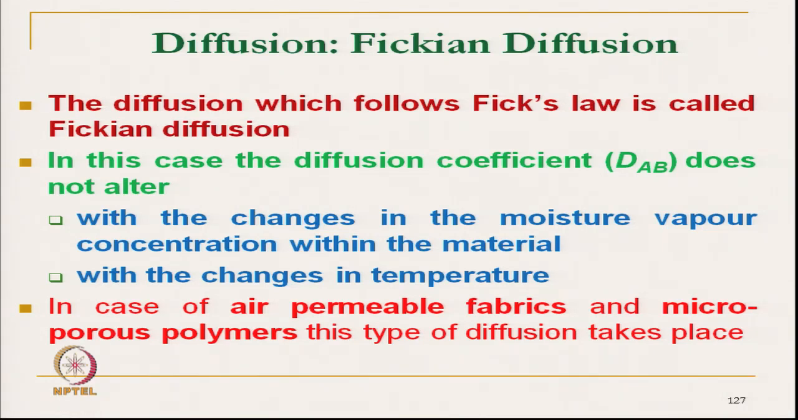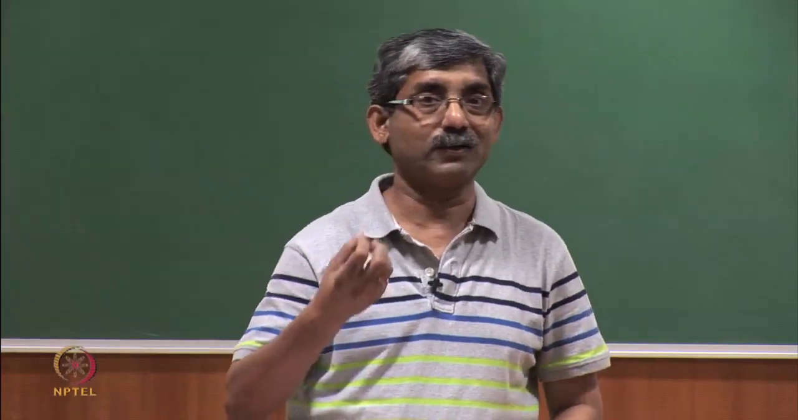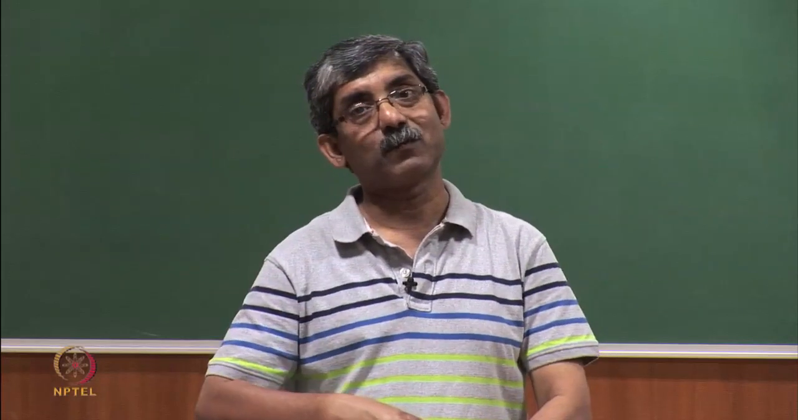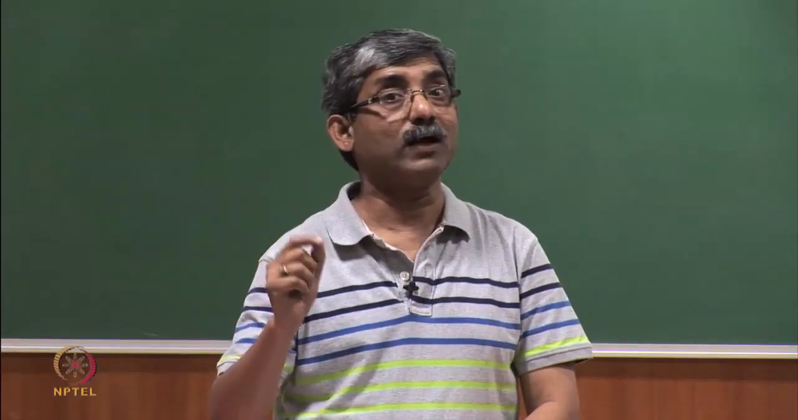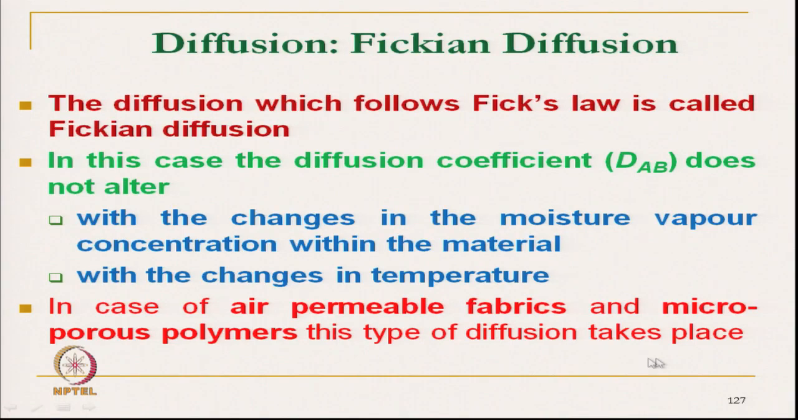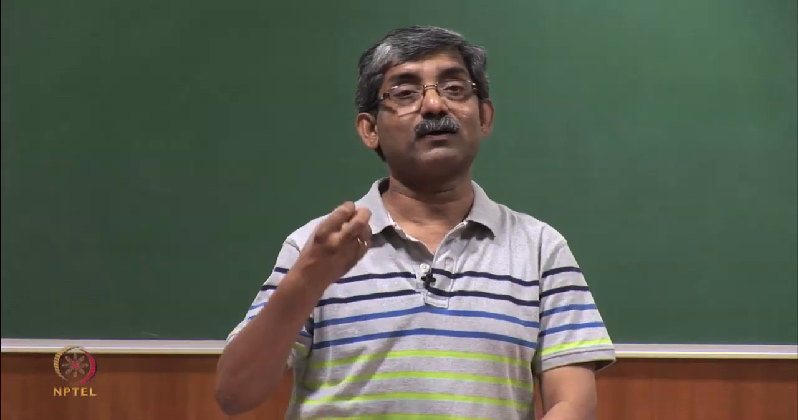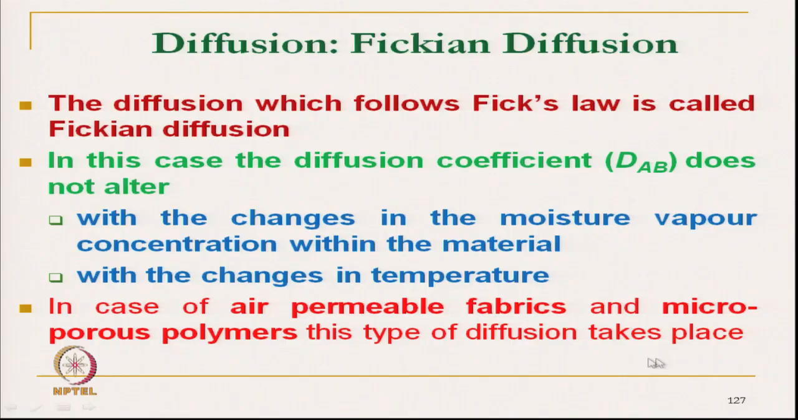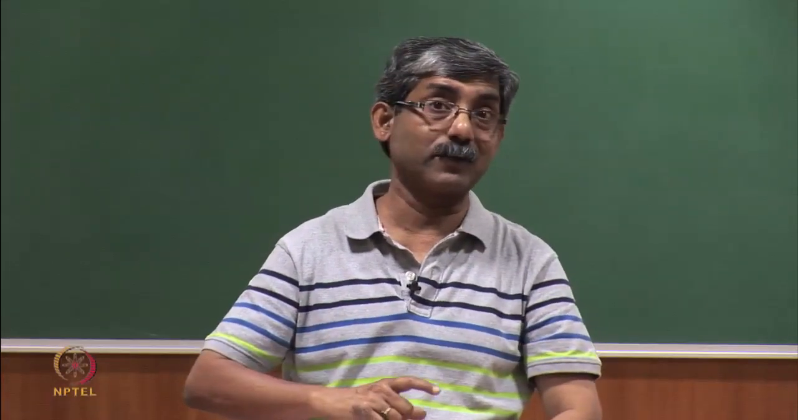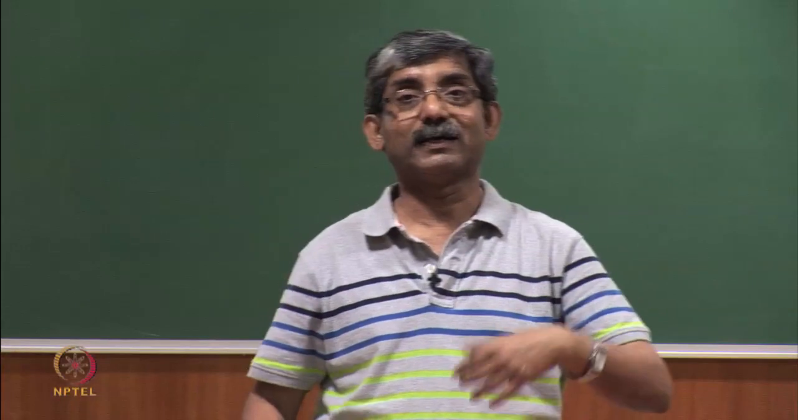Why air permeable fabric? In air permeable fabric, there are pores available, so through the pores, depending on the moisture vapor concentration gradient, the moisture vapor gets transmitted. And why microporous polymer? In microporous polymer, the pores get filled with moisture vapor, and as soon as the moisture vapor pressure is more than the ambient air on the other side, the moisture gets transmitted. So, the vapor pressure gradient has to be created. As soon as it is created, the moisture gets transmitted.